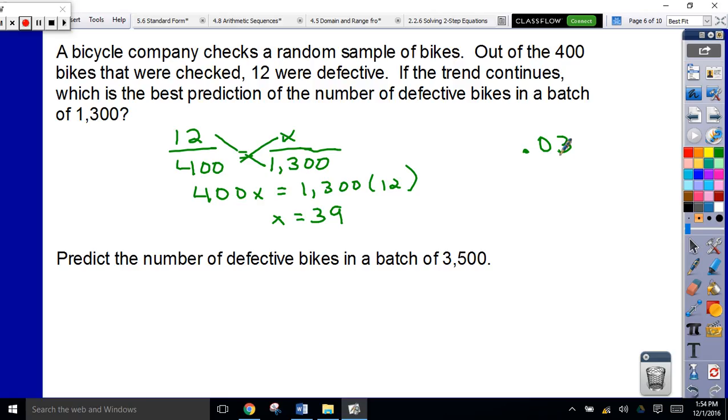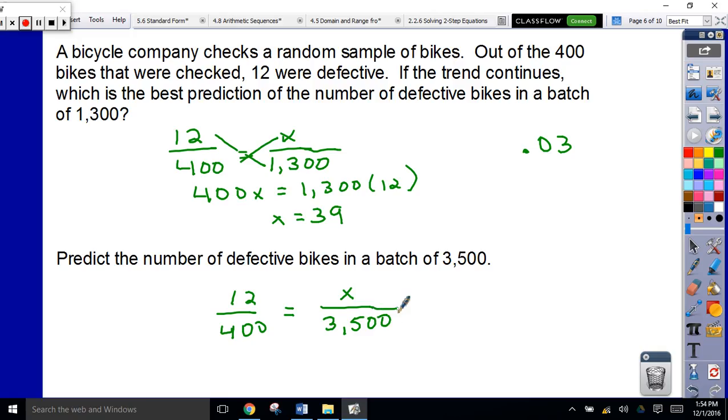Okay, this one asks us to predict the number of defective bikes in a batch of 3,500. Nick, how would you set this one up? We're still using the same setup on the left, so we've got 12 out of 400. What am I going to put on the other side? X over 3,500. Good, X over 3,500.